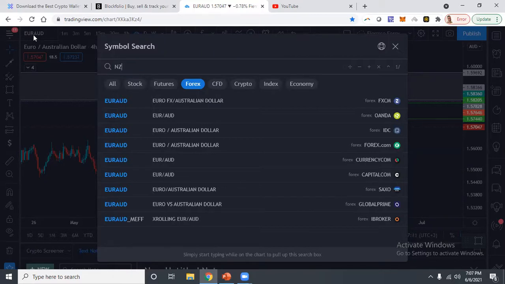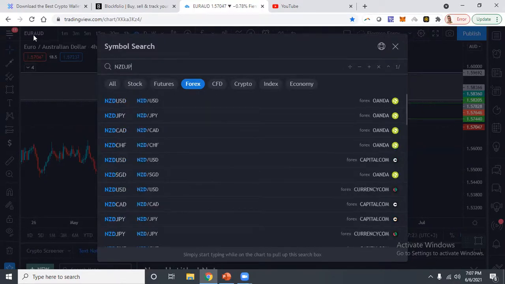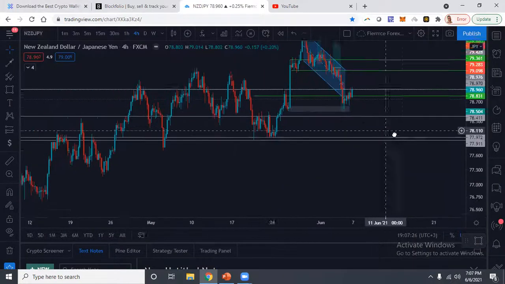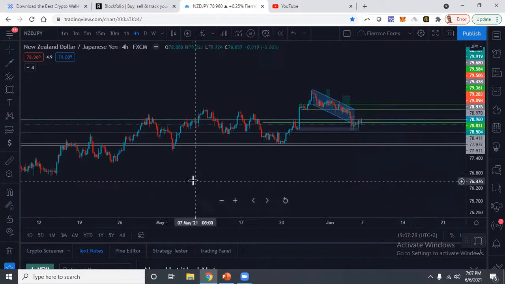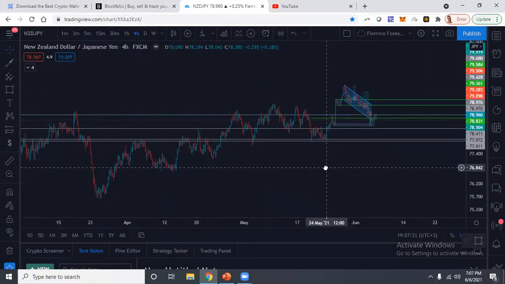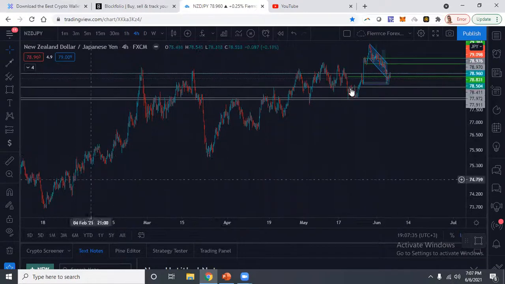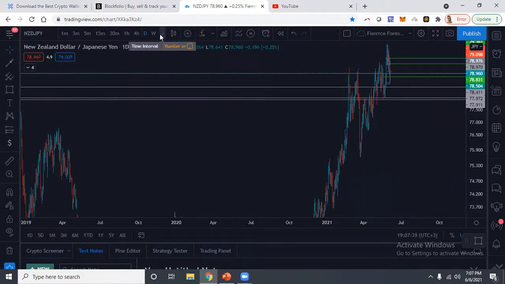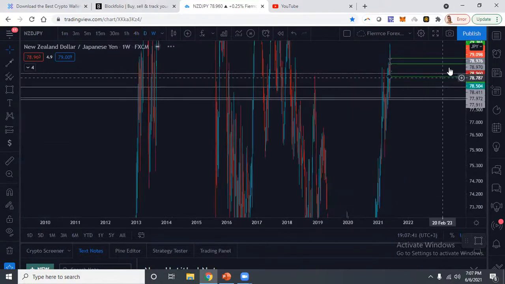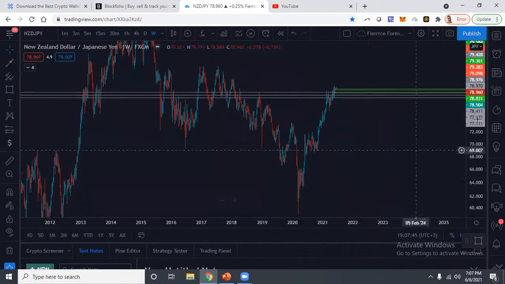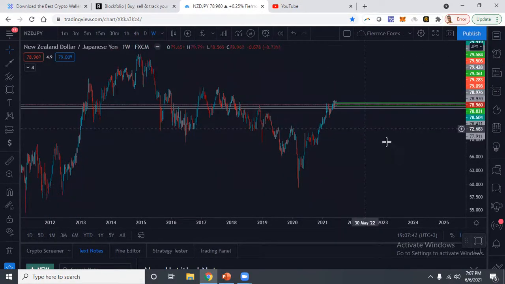Let me look at NZD pair, NZD-JPY. I like NZD-JPY often. I trade it when I'm not trading the indices or gold. So NZD-JPY, equally bullish. Okay, we are very bullish. Let me look at the daily, weekly. I mean, it's evident. We've been bullish on NZD-JPY for a time since end of March.